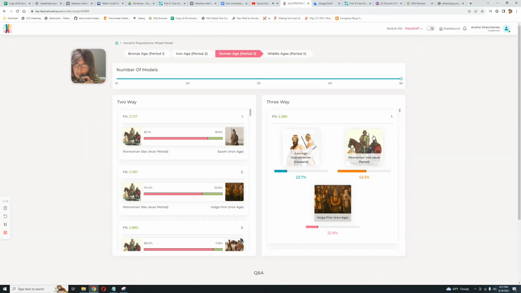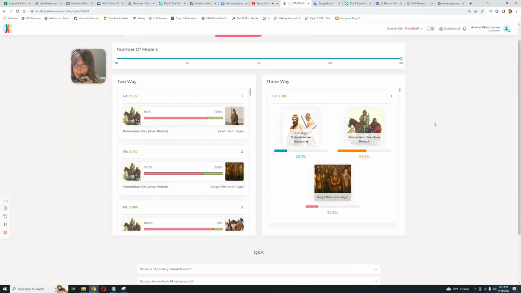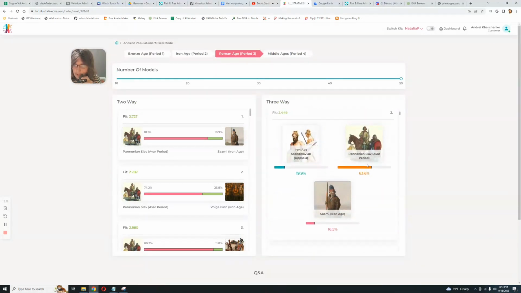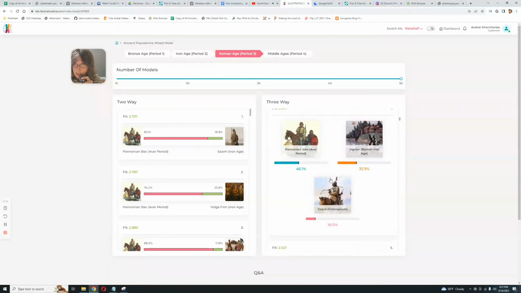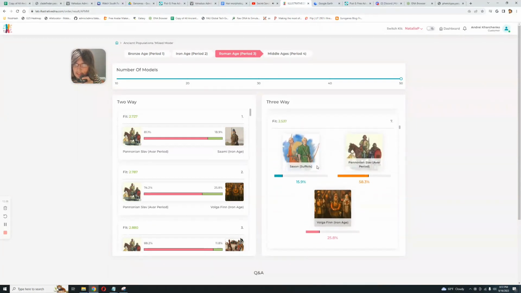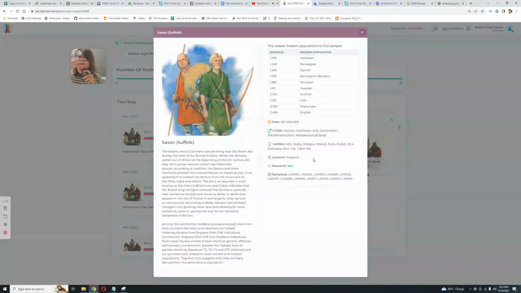Now let's look at my mom's results. Her closest mixture is Scandinavian, Pannonian Slav, and Volga Fin, followed by Scandinavian, Pannonian Slav, and Sami. Can we see anything interesting here? Oh, Saxon, that's cool. Anglo-Saxon. It's actually closest to Icelanders and Norwegians, not to modern English people. I should make a video on these.